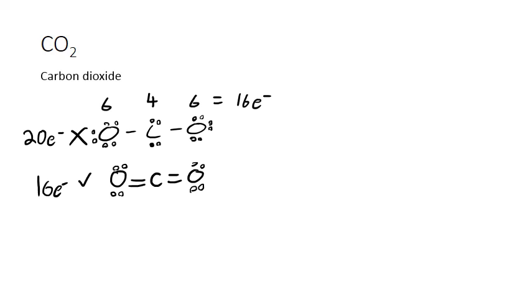Everybody's happy. The molecular geometry of this guy is called linear because it's just flat, or it's like a line, and it has a bond angle of 180 degrees. Very common example. Another example, SeO2, or selenium dioxide.